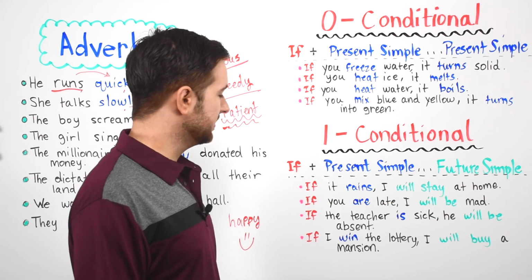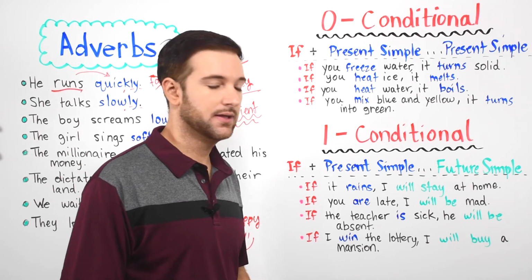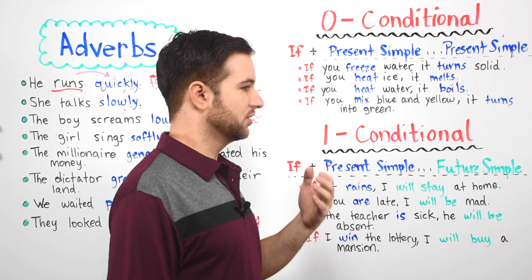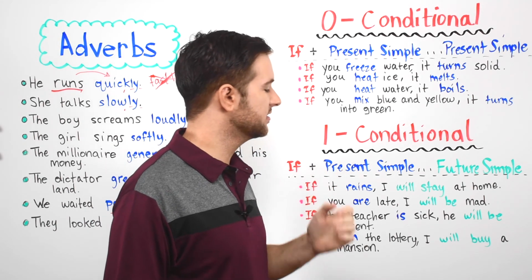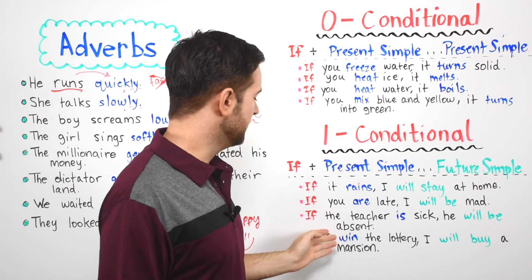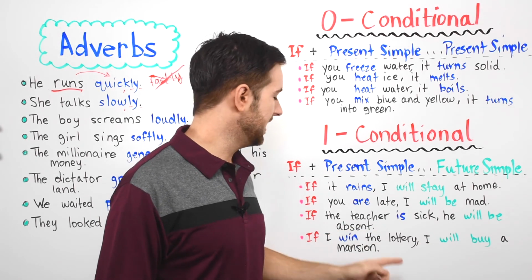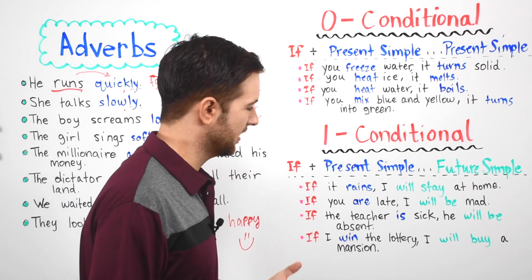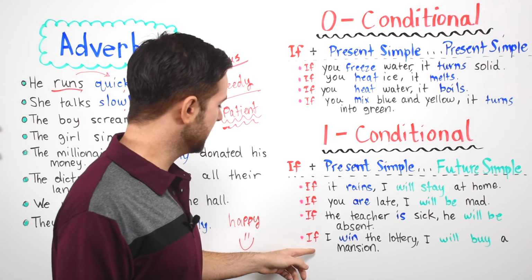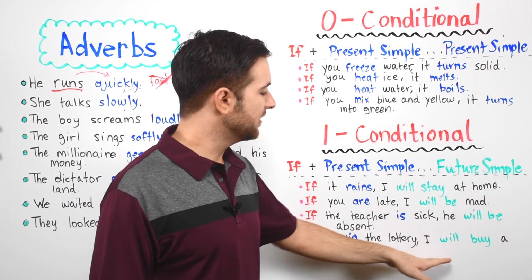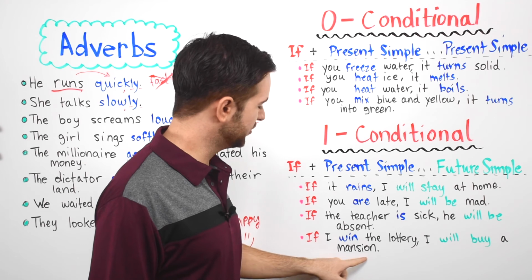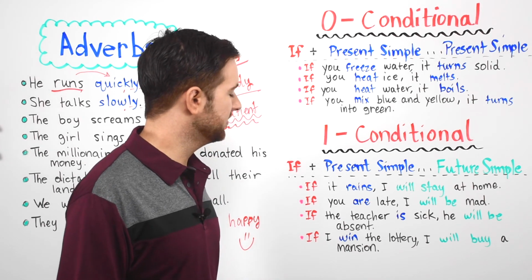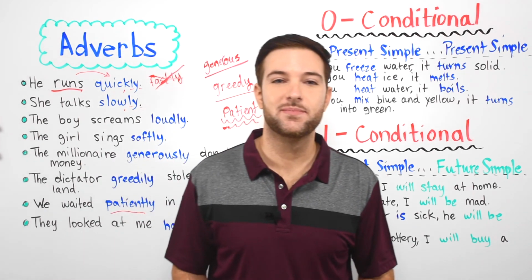If the teacher is sick, he will be absent. Okay, if the teacher is sick, so sick is like you're coughing or you're sneezing. Achoo. If the teacher is sick, he will be absent. Absent means you do not go to school. You're not present. You're at home, you're sick. And finally, guys, if I win the lottery, I will buy a mansion. A mansion is a very, very, very big house. If I win the lottery, I will buy a mansion.